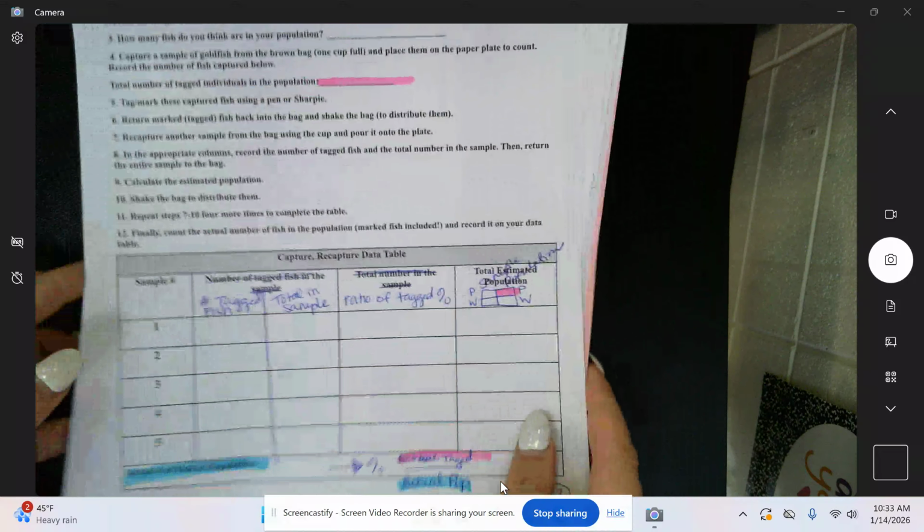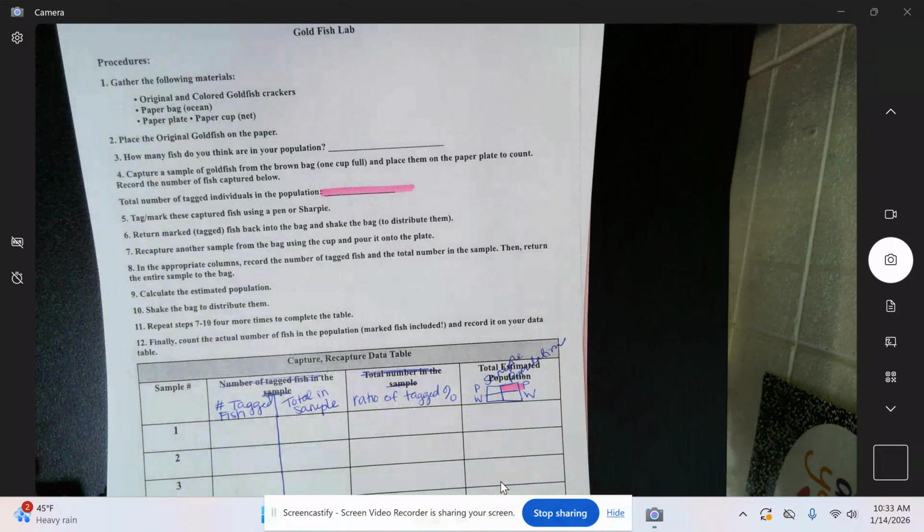Alright, so this is what you're going to do. Your bag represents a pond or ocean, whatever body of water you prefer it to represent. Okay? I want you to look inside your body of water and just eyeball your fish. I want you to make a good guess. How many fish do you think are in your body of water? Make a guess. So you're going to put that amount on this line right here. It says, how many fish do you think are in your population? You're going to record that number right there. However many you think there are.